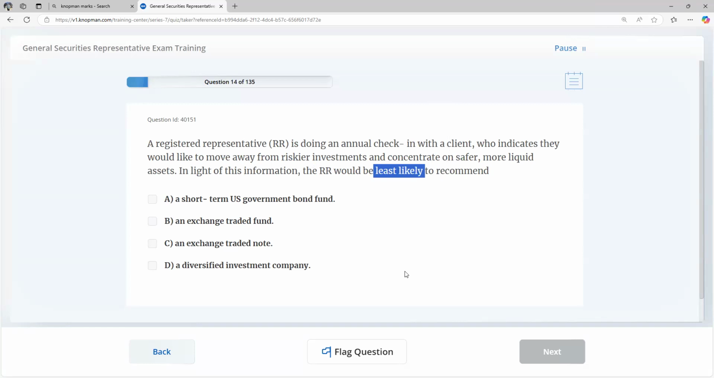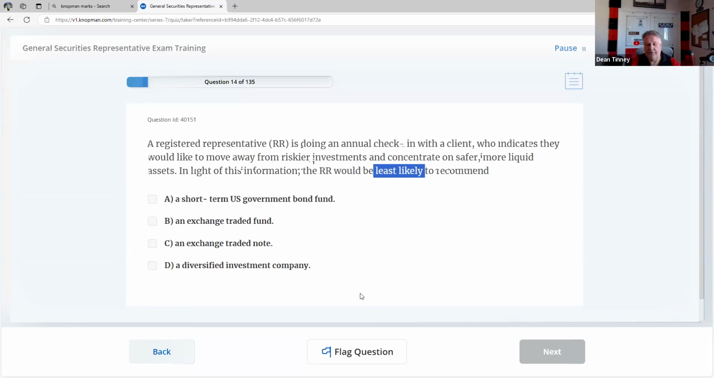I'm gonna maybe go diversified investment company, but I'm also leaning towards the exchange traded. The ETF, the exchange traded. I'm kind of torn. The exchange traded note. Is that kind of like an equity linked note? Yeah, for test purposes, it's exactly the same thing.